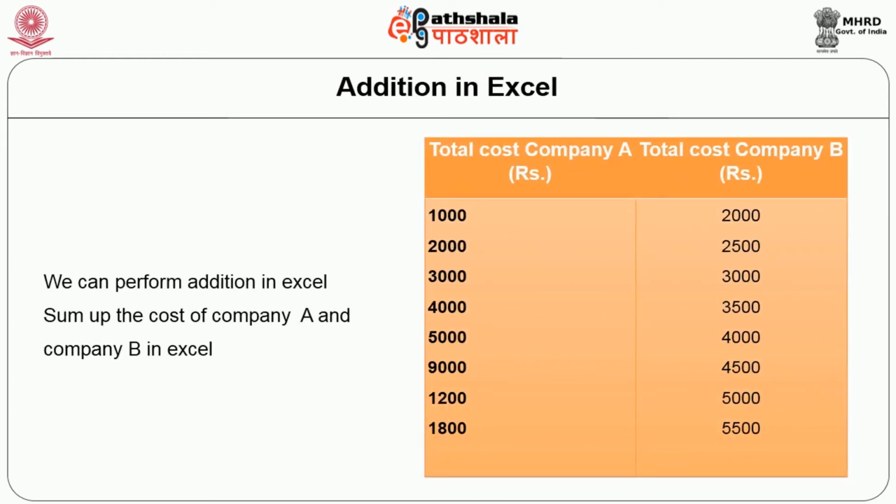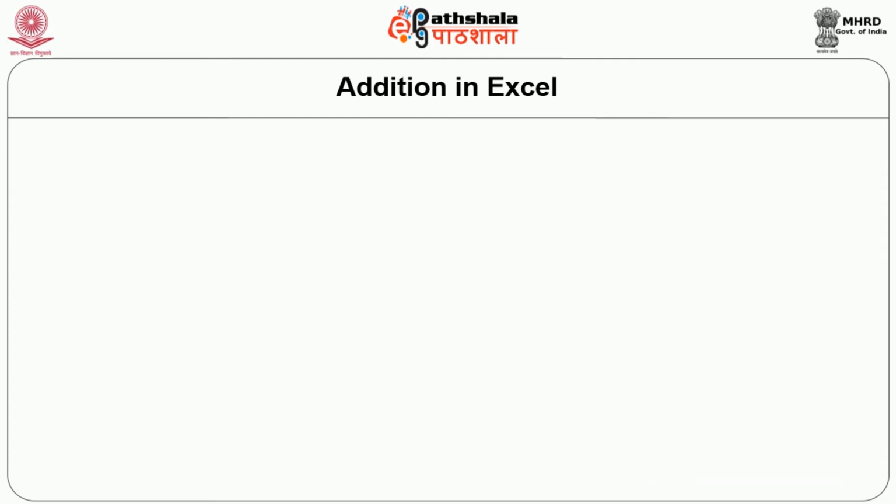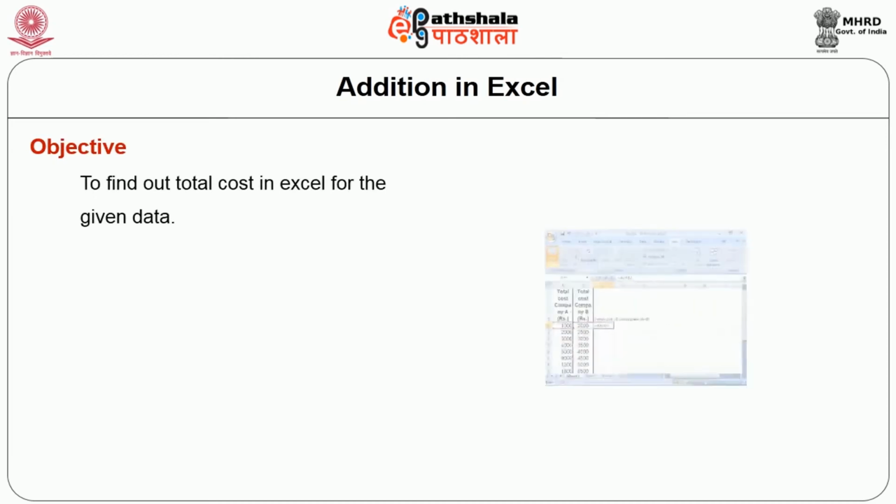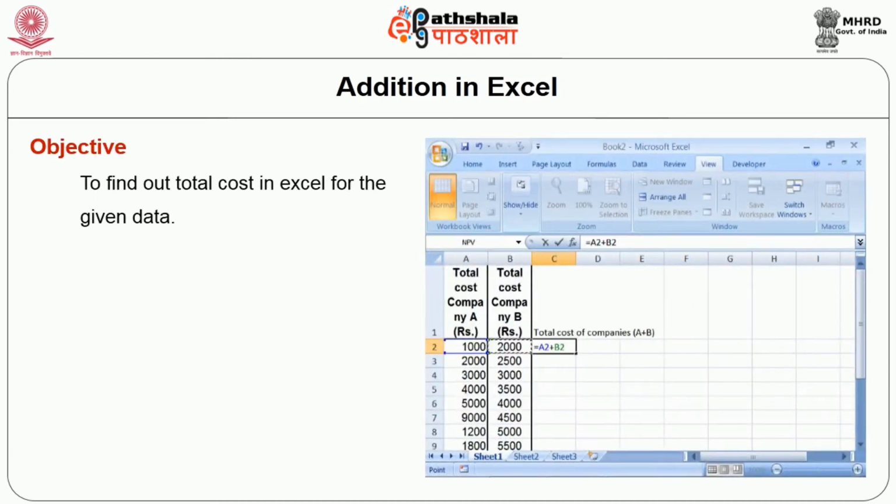Sum up the cost of company A and company B in Excel for the following data. Objective: to find out total cost in Excel for the given data. Procedure: open the Excel sheet, enter the title as cost of company A in cell A1 and cost of company B in cell B1. Enter the values of cost of company A from cell A2 and cost of company B from cell B2. Then enter the formula in cell C2 as A2 plus B2.